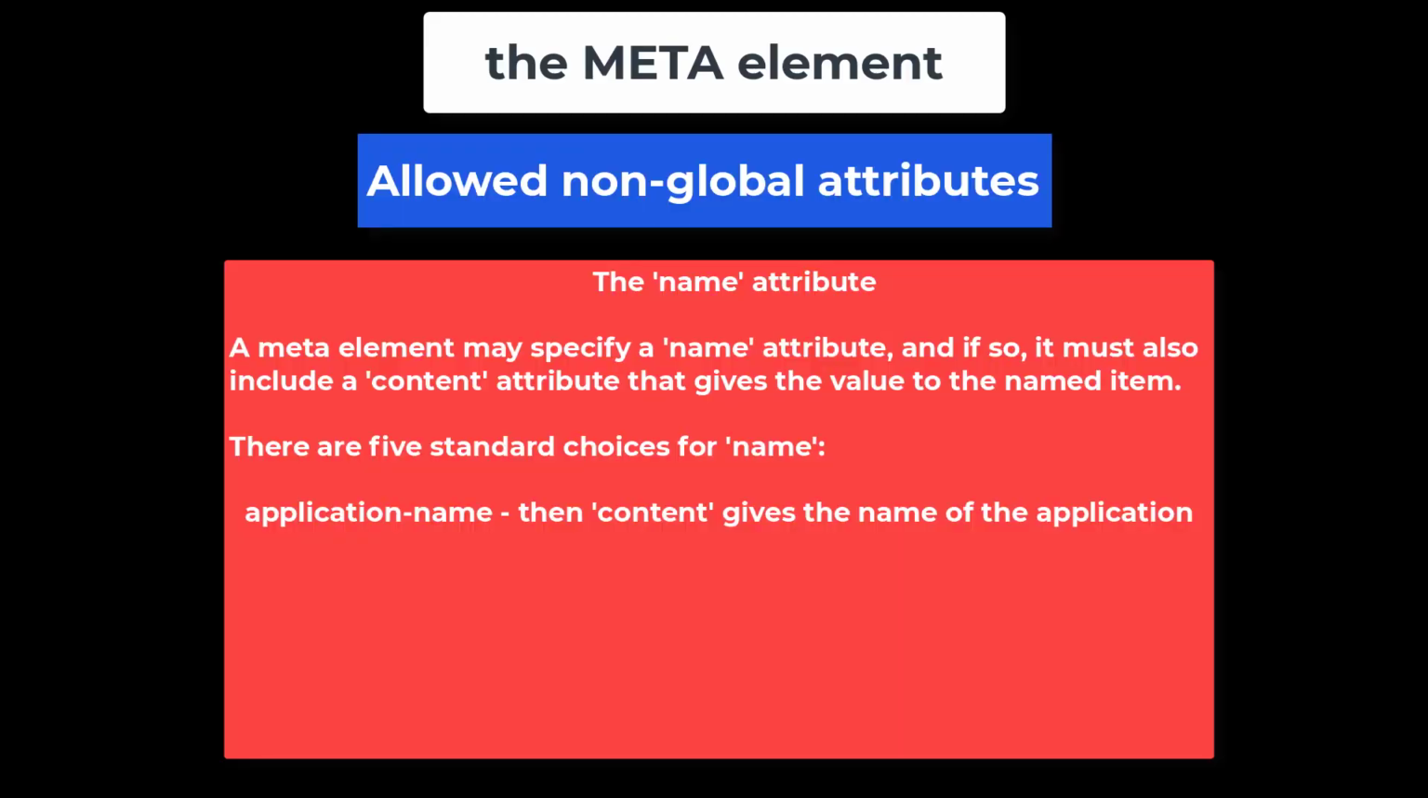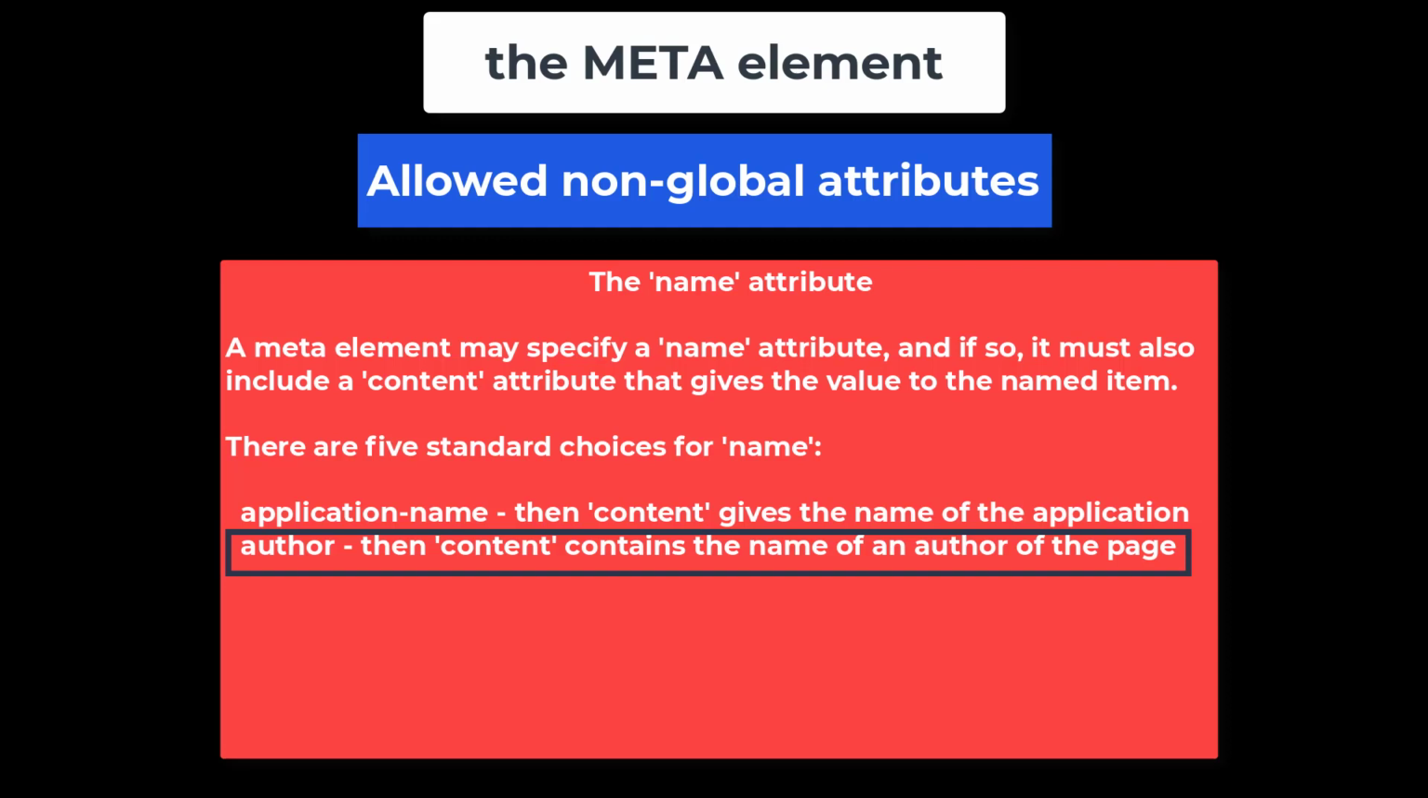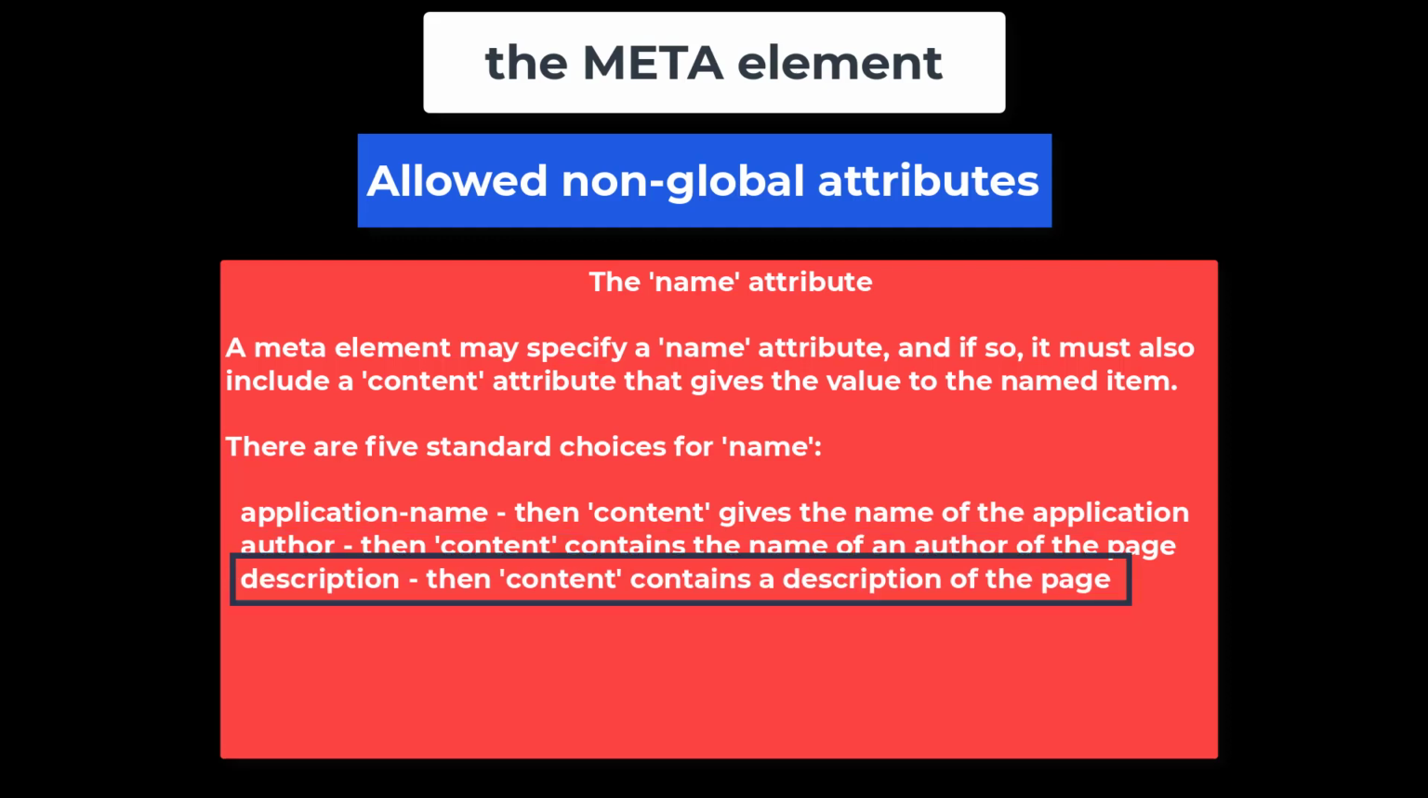Finally, a meta element may have a name attribute, and if so, it must also have a content attribute. The value for name must be one of 5 standard choices. If the name attribute is application name, then the content attribute gives the name of the app. If the name attribute is author, then content contains the name of the author. You may have a separate meta element for each contributing author. If the name attribute is description, then content contains a description of the page.